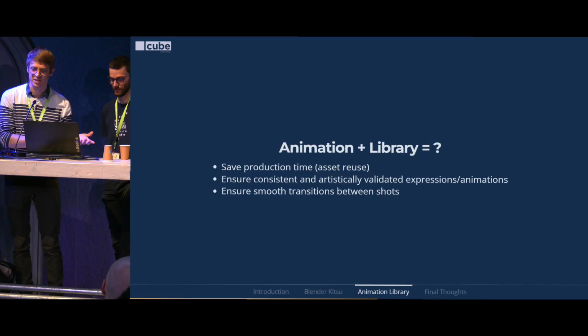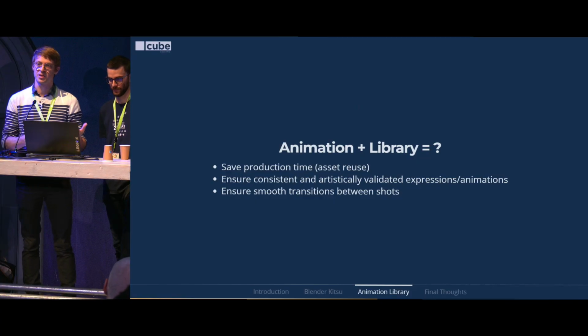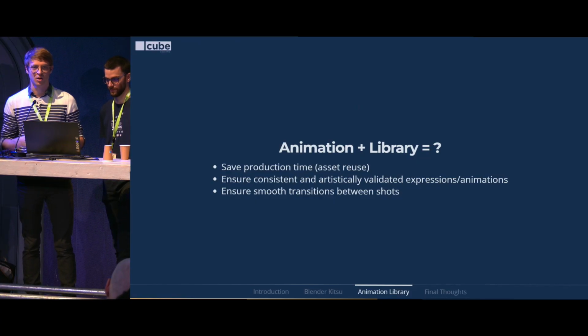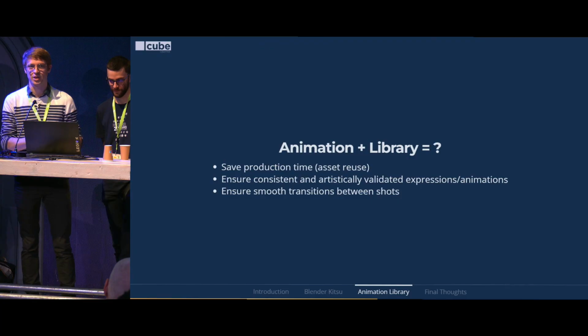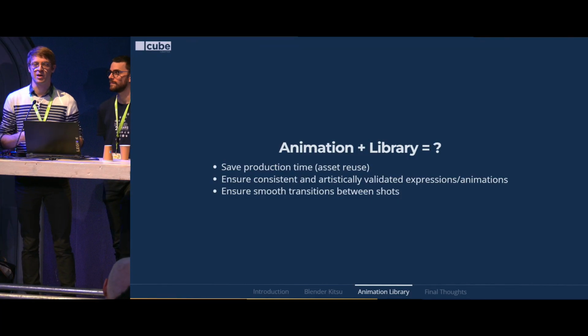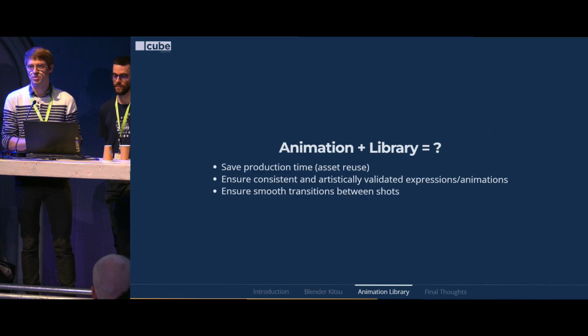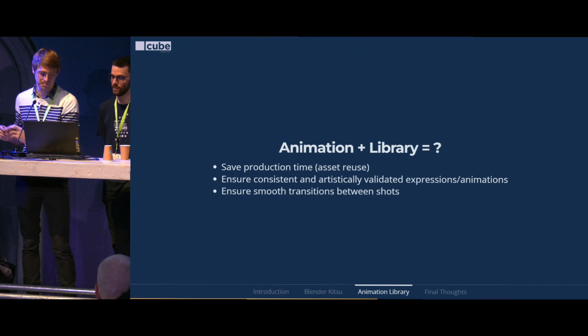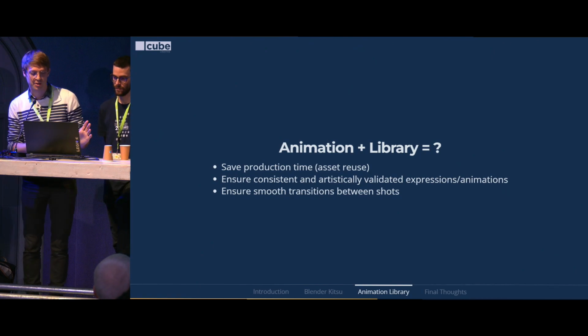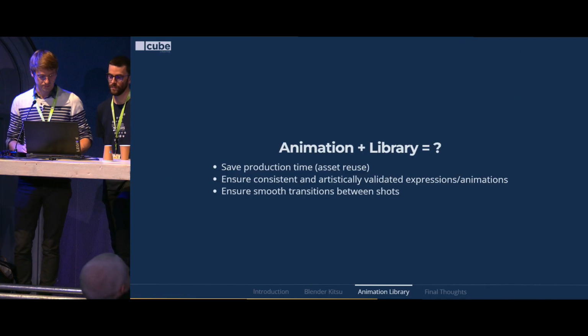And the last thing is that it helps artists ensure the smooth transition between different shots. For instance, if we have, at the end of one shot, all the characters having a group pose, and we want the same pose at the beginning of the next shot, we rely a lot on the animation library to store this pose or animation to start the next shot with the exact same one. So those are the three main usages of our animation library.